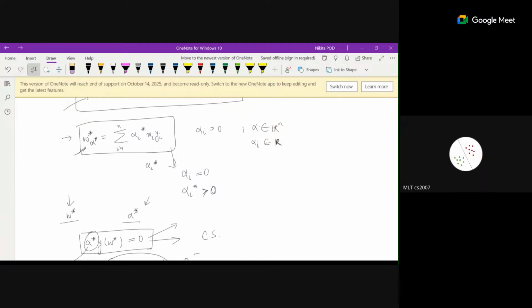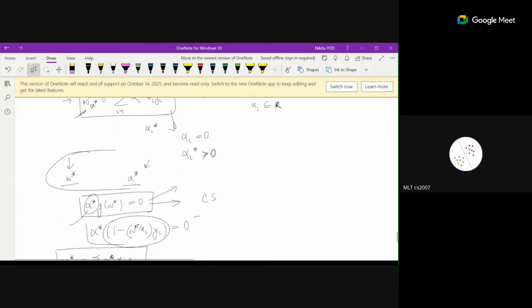Yeah, I've shown it, but you can always go back and see. This is the complementary slackness condition that we get. W star is the primal solution and alpha star is the dual solution. Based on that, you will get this complementary slackness condition. We have already proved this.